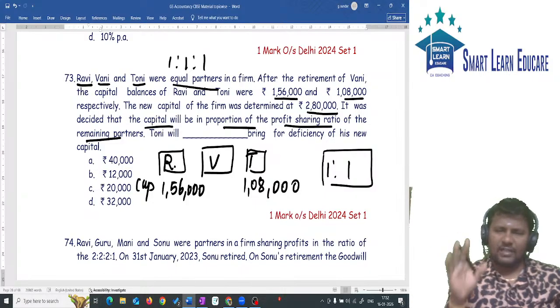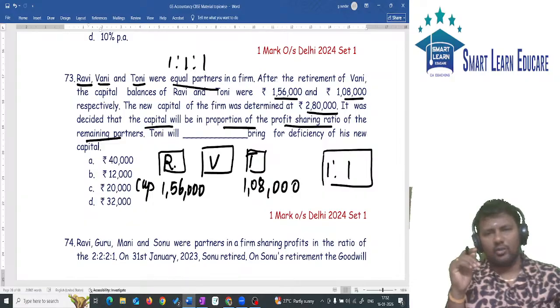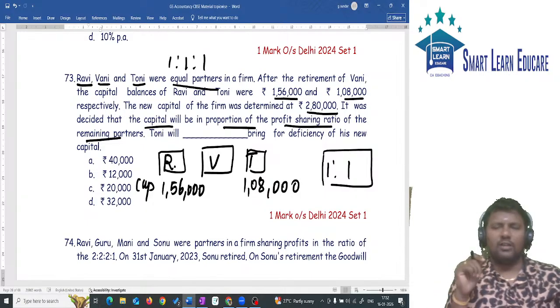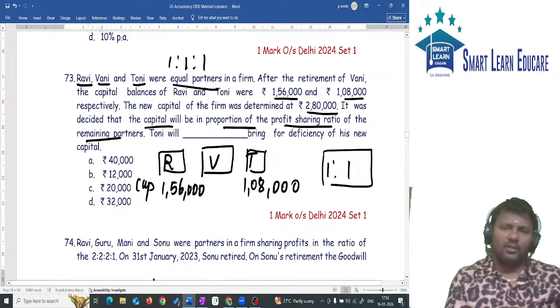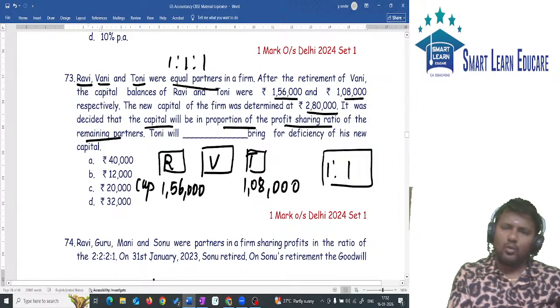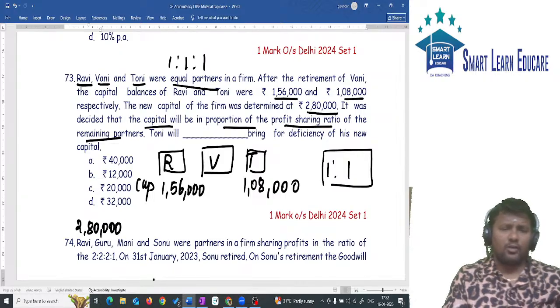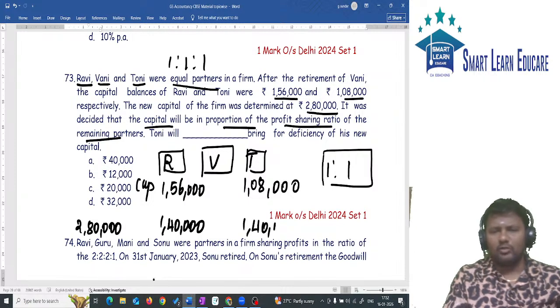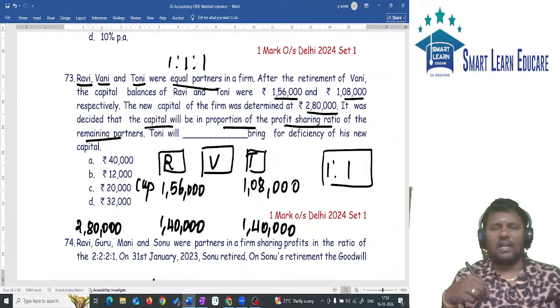It means that the partners continue to share their profit in their old ratio. What is their old ratio? 1:1. Now also they wanted to continue the firm and they will share the profits in 1:1. The total capital of 2,80,000 should be shared in profit sharing ratio. You will get 1,40,000 for Ravi and again 1,40,000 for Tony.